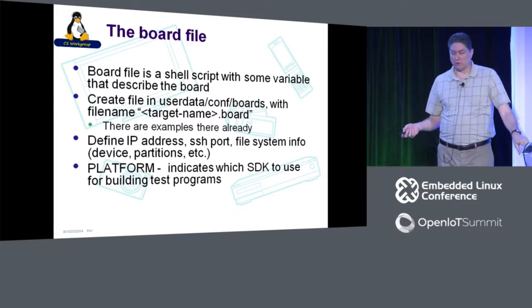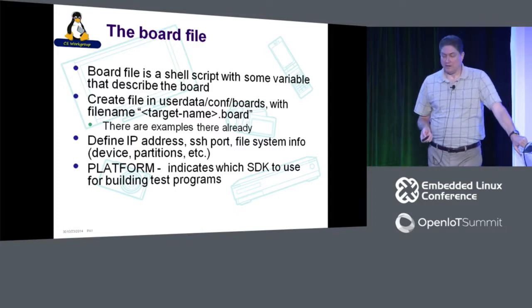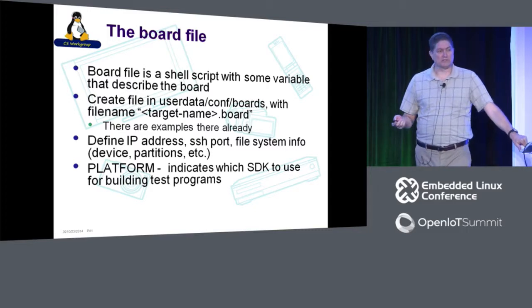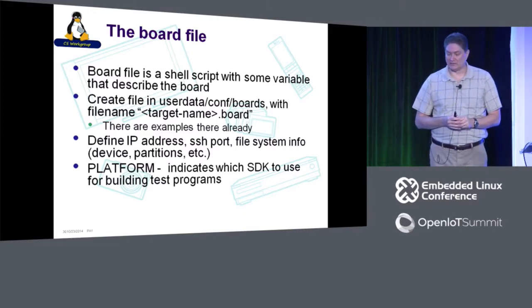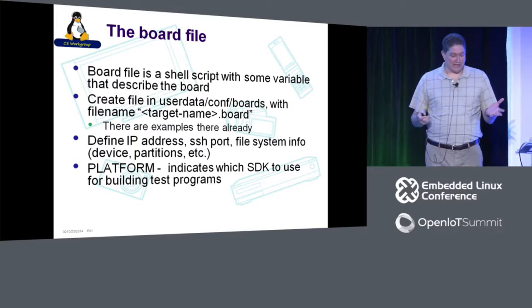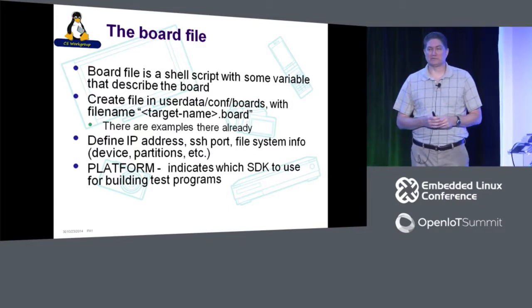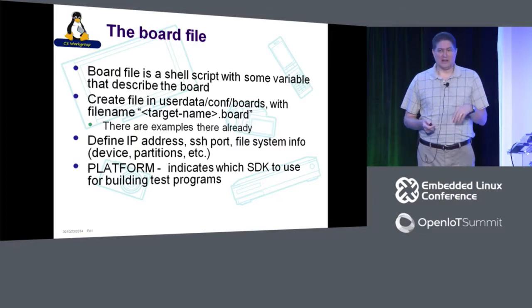So the board file for a new board is actually pretty small. It's a shell script with just a few variables that describe the board. You create it in user data /conf/boards, and that is actually visible outside the Jenkins container or the Fuego container. You give it a target name .board. You define the IP address, SSH port, some file system info, and some other things. And then one of the most important variables you put in there is the platform. And that is kind of the key that's used to associate this board with which SDK you want to use.